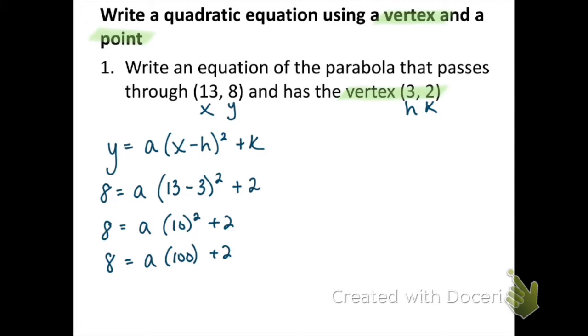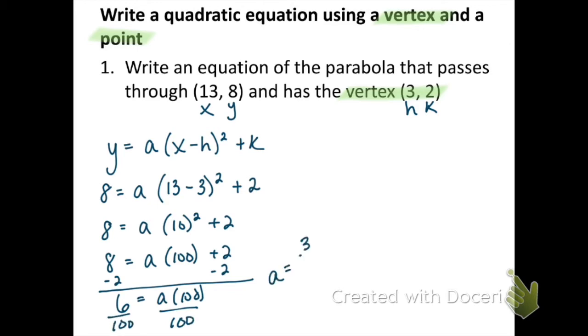A really common mistake here is people will add the 100 and the 2 and get 102. But that's not how we solve for a. So move our 2 over by subtracting. And then divide by 100. So there's our a value.